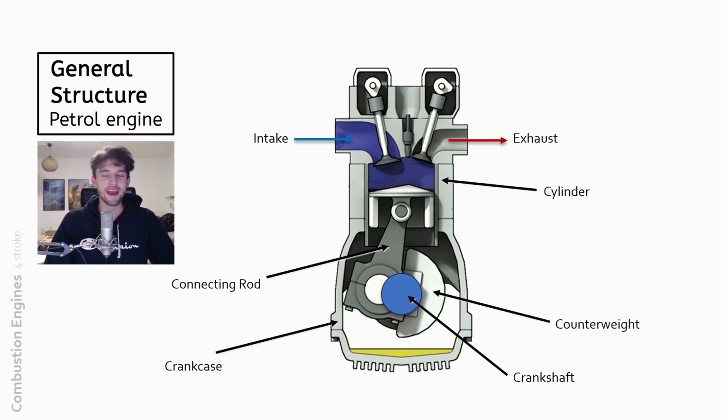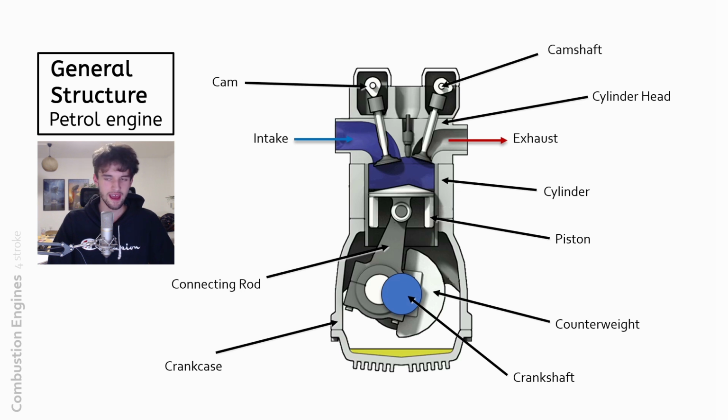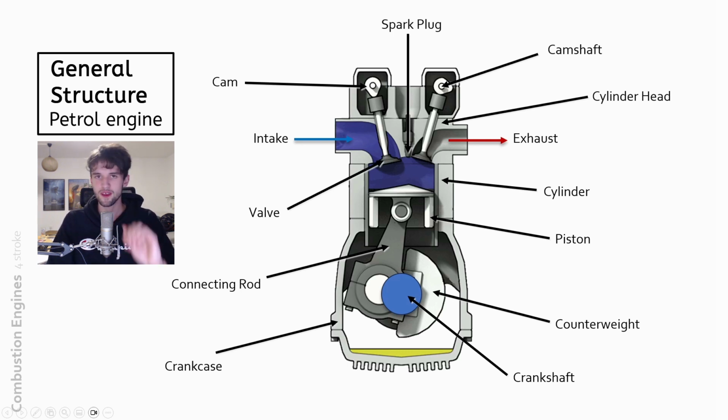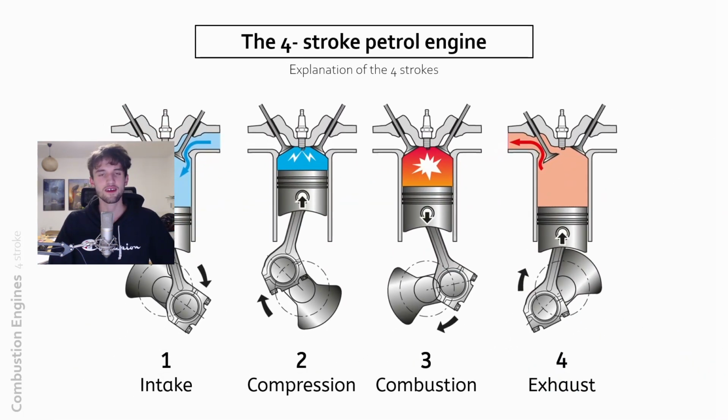Then next we have the cylinder, in which the piston moves up and down, and then the piston, and then next the cylinder head with the intake and the exhaust, in which the camshafts with the cams control the valves to open and close, and last but not least we have the spark plug that ignites the fuel air mixture at the exact right time when we need it.